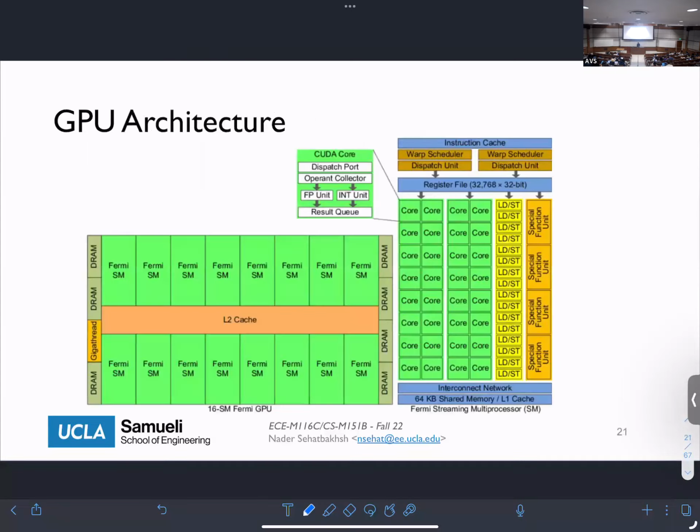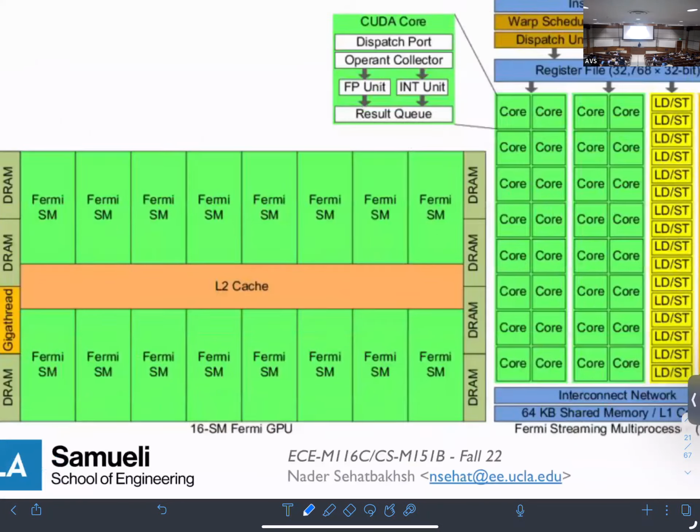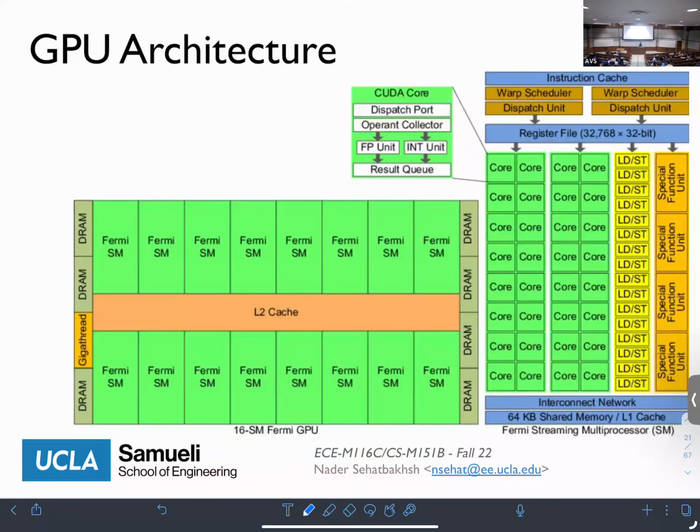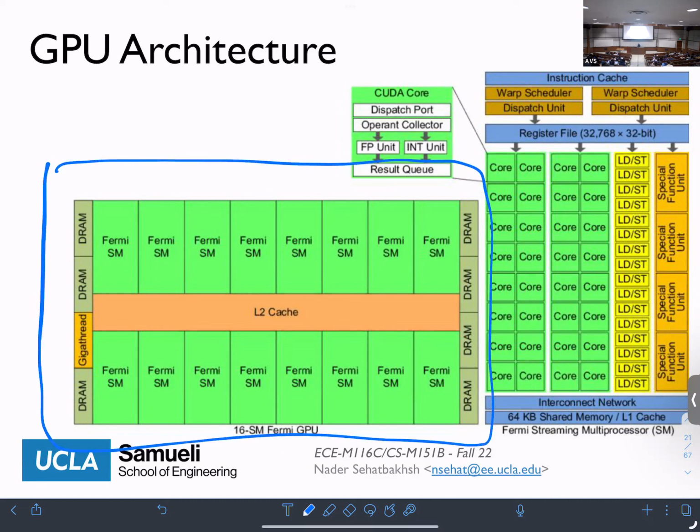Okay. To give you a little better idea of what's going on, this is the macro architecture of a 16-SM Fermi GPU. Fermi is one of the newer NVIDIA architectures, though not the newest. I think this is like 3-4 years ago. As you can see, this is basically your GPU. A GPU has multiple of these SMs. In this case, we have 16 of these.